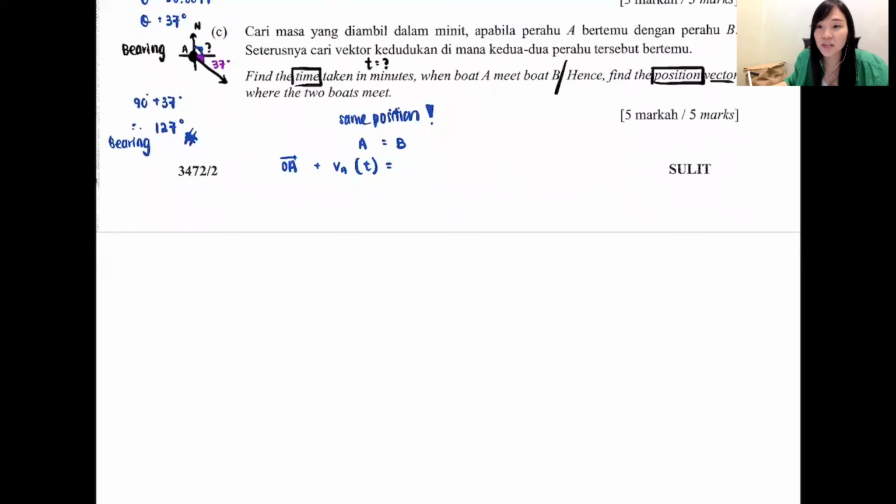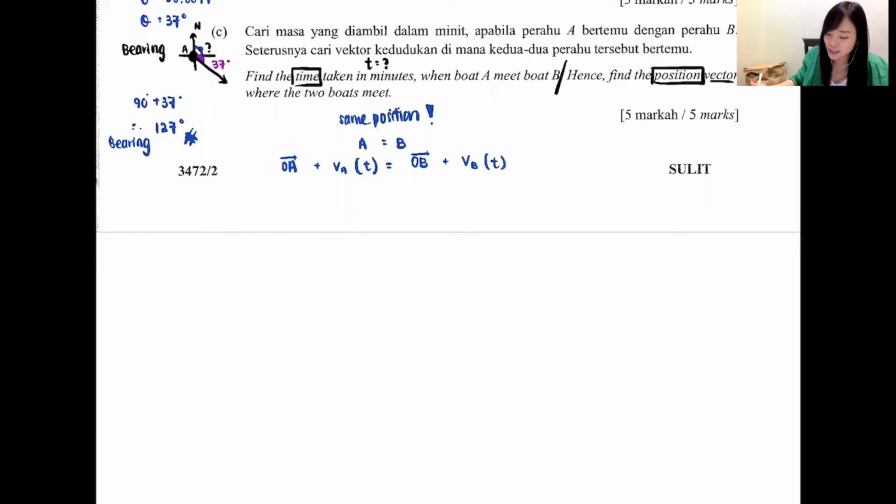Same applies for boat B. I repeat, where is the location of boat B originally? It will be the original OB. But you cannot just use the position, because after that they also start moving, right? When they move, they base on the speed of boat B. In 1 minute, they only move 3i minus j. 2 minutes, 3i minus j times 2. 3 minutes, 3i minus j times 3. Now they will move t minutes, so it's times t. And this t will be the same because they start to move at the same time.